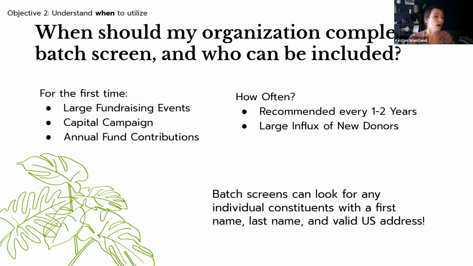Okay. The people that can be included in a batch screen is anyone with a first name and a last name and a valid US address. So the batch screen is only going to look for individuals. It's not going to look for organizations or foundations. So just those individual folks, and they have to have a first name, last name, and valid US address.